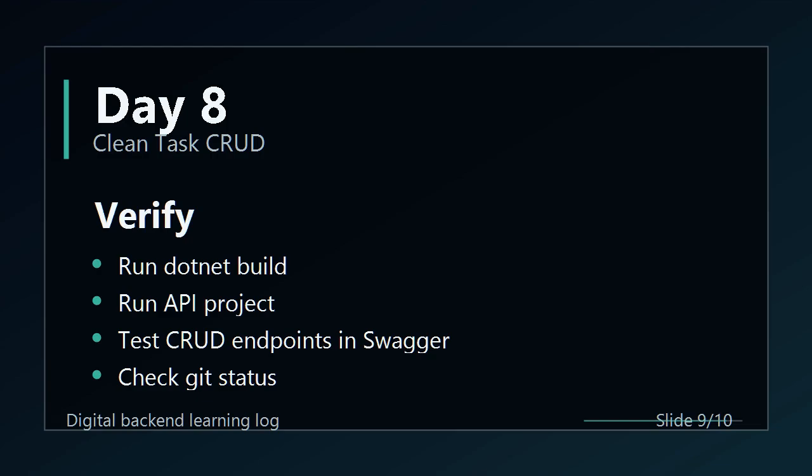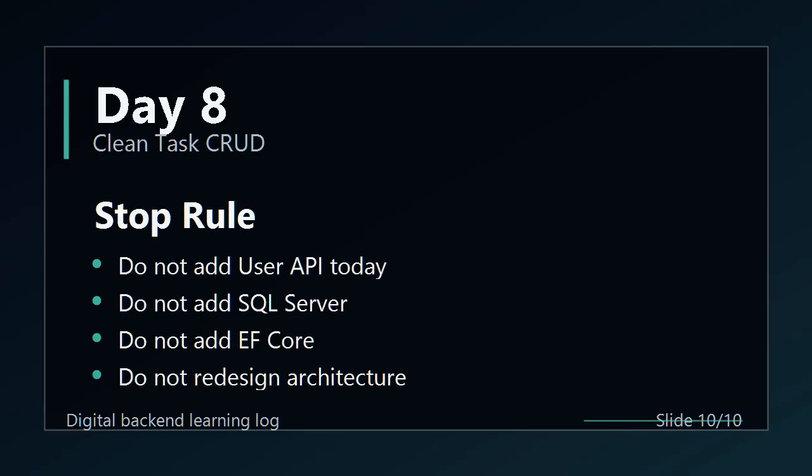Verification is required. Run dotnet build, run the API project, test all CRUD endpoints in Swagger, and check Git status. After cleanup, stop. Do not add the user API today, do not add SQL Server, do not add EF Core, and do not redesign the architecture.